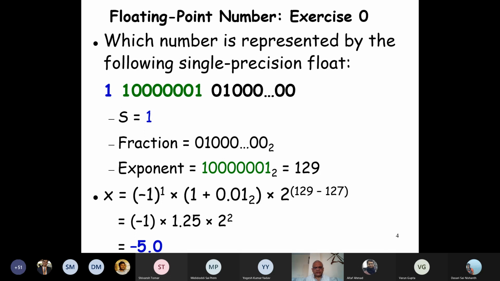Now please do this exercise. Which number is represented by this representation? So the sign part, it's a negative number. And then this is the exponent part, but a biased exponent, and then the fraction part. So what is the decimal number represented by this? Please compute. Anybody can quickly compute.